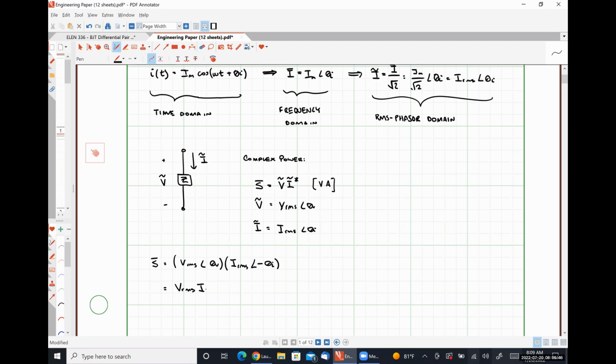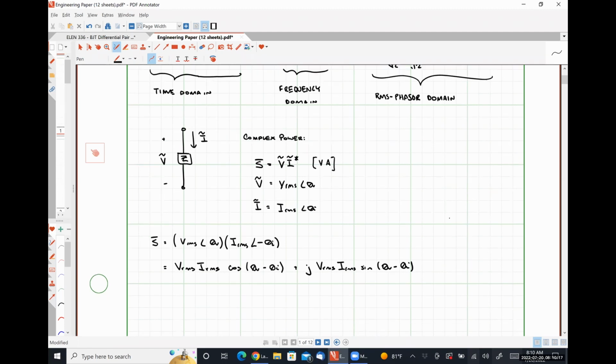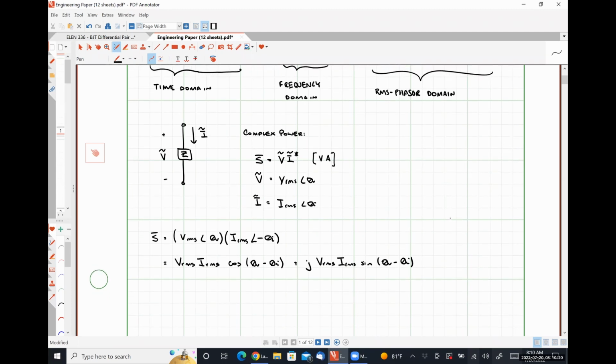And what this gives us is VRMS times IRMS cosine of theta V minus theta I, plus j VRMS IRMS sine of theta V minus theta I, in rectangular form. Each of these parts has a special name.